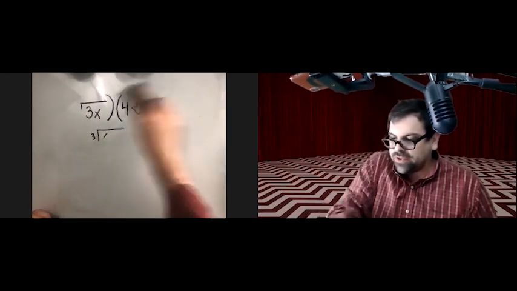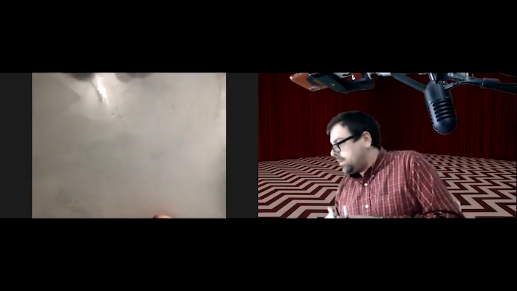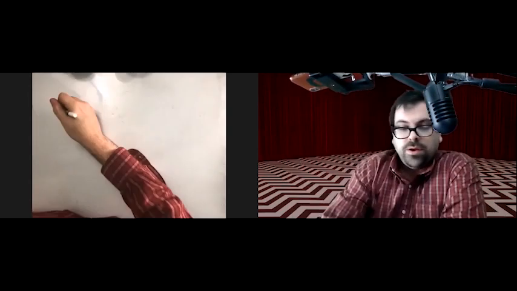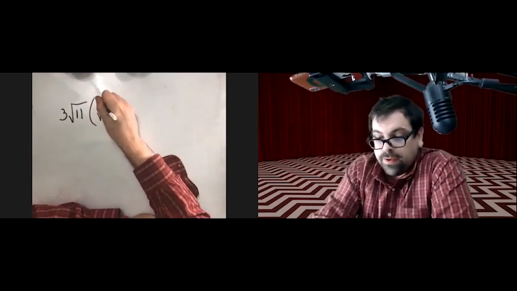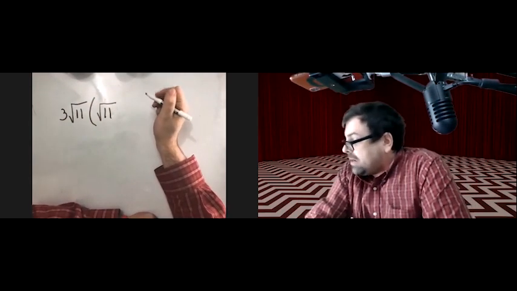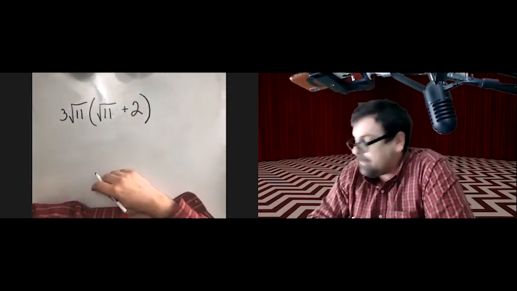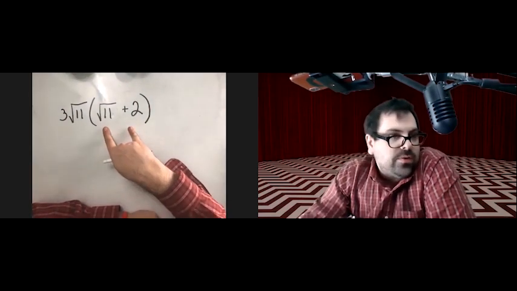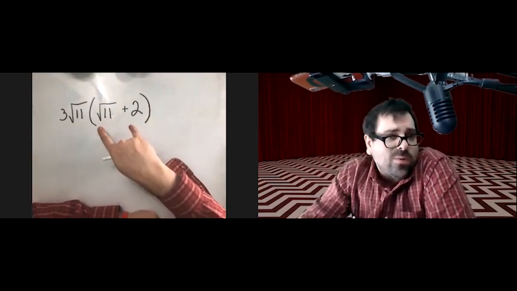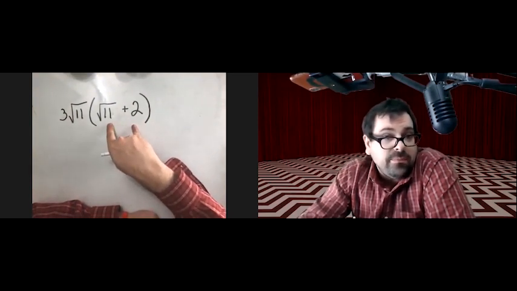Okay, let's make the multiplication more advanced now. Let's say we have 3 radical 11 times radical 11 plus 2. Well, we can't add together radical 11 plus 2. They are not like radicals, so we can't add them. And there's no way to simplify them to be able to combine them in any way.